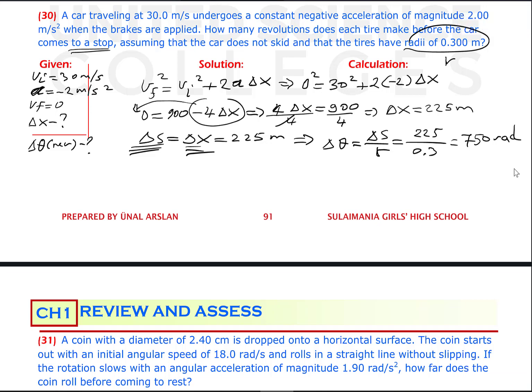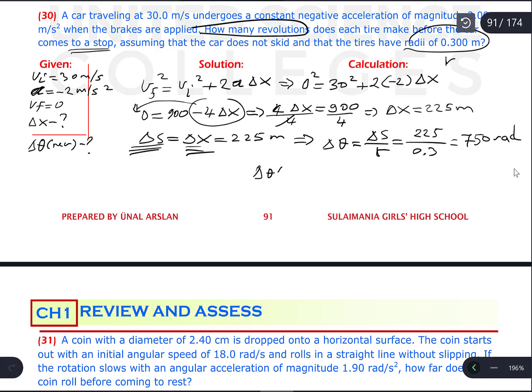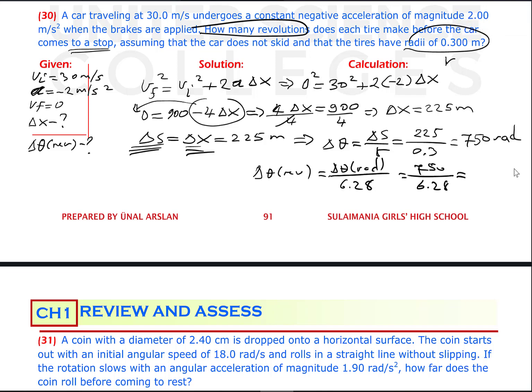But the answer is how many revolutions? So angular displacement in revolutions is equal to angular displacement in radians divided by 2 pi, or 6.28. So 750 divided by 6.28 is 119 revolutions. So each tire rolls an angular displacement which is 119 revolutions.